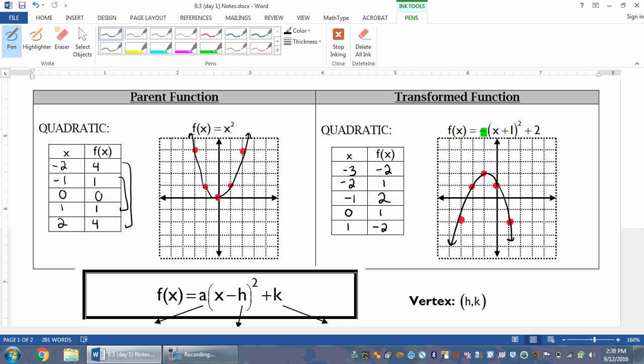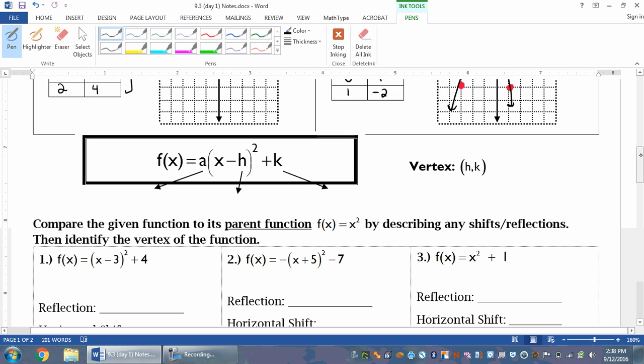Okay? So where did I move this? Look where the vertex was here, 0, 0. I moved 1 to the left, so 1 left. How many up? 2 up. Check it out. Look at these values in the equation. I have plus 1 and positive 2. So I have 1 and 2. Let's see if there's any correlation between those two. All right, now, what is the general equation of any transformed function?